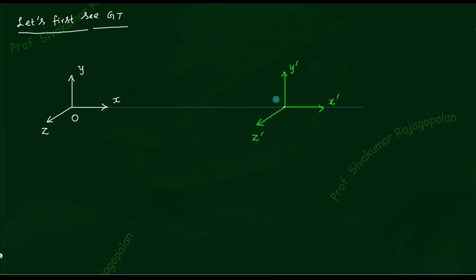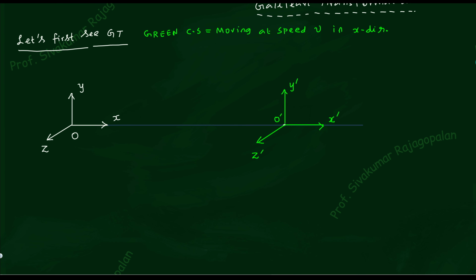But the x-axis you have to maintain the same because it is in this direction that the green color coordinate system is going to move. That's what I'm writing. The green color coordinate system is going to move at some speed v. I did not say constant velocity. So that's a point to be noted. I am only writing that it is going to move at a speed v in the x direction.